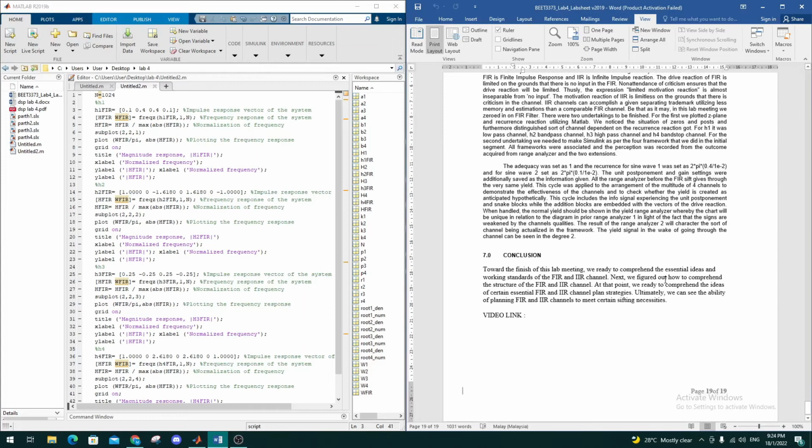So in conclusion, we are ready to comprehend the essential ideas and working standard of the FIR and IIR channel. Next, we figured out how to comprehend the structure of the FIR and IIR channel. At that point, we are ready to comprehend the ideas of certain essential FIR and IIR channel plan strategies. Ultimately, we can see the ability of planning FIR and IIR channels to meet certain filtering necessities. Okay, that's all from me.